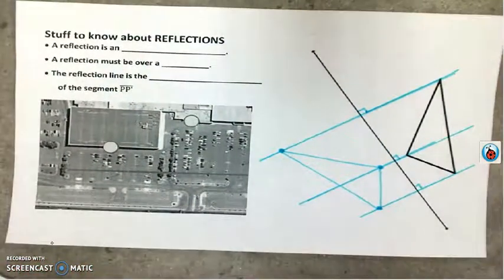All right, pages 3 and 4 of your fantastic packet. Thank you.